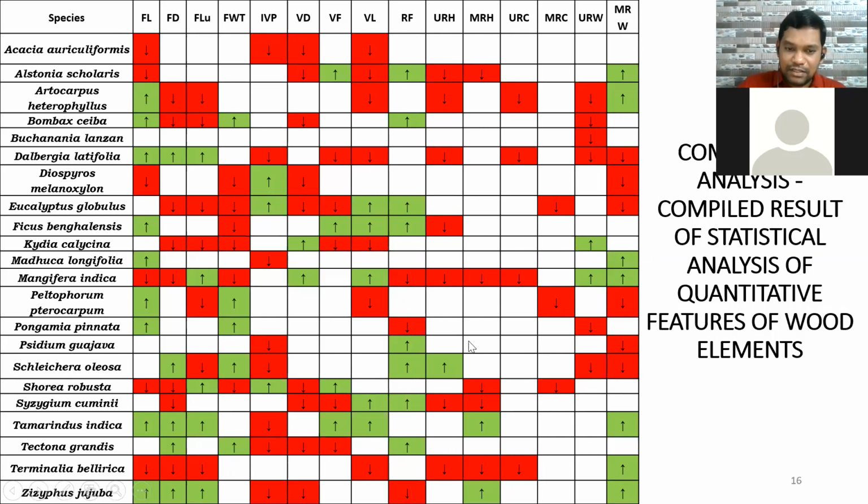Like in this table, as a concluding table, I have put over here that the red downward arrow indicates significant decrease in that dimension, in that parameter. And the green boxes with the upward arrow indicate significant increase in that parameter. The rest of the blank boxes indicate no significant variation. So as one can see over here, across all the 22 species, there is no common trend that is observed.